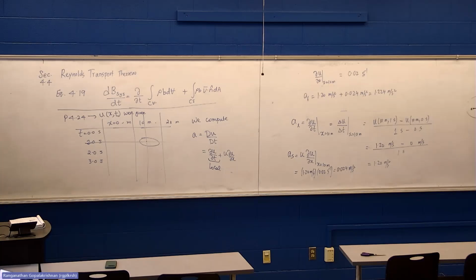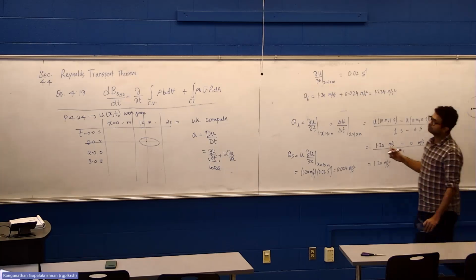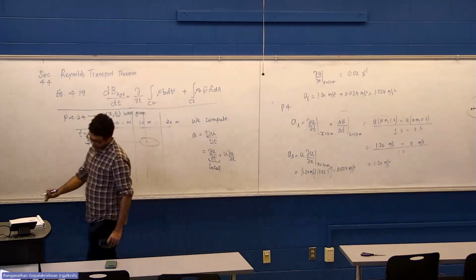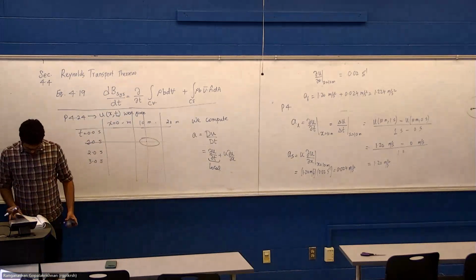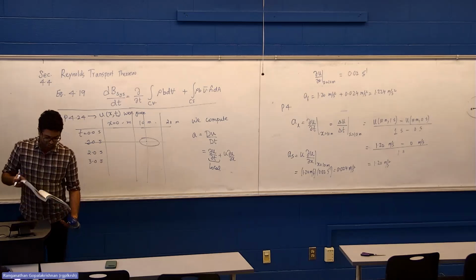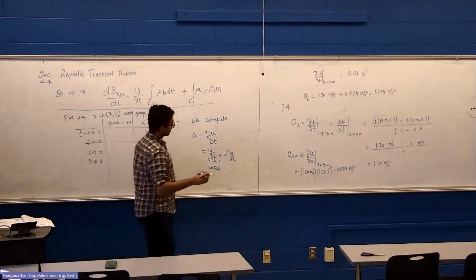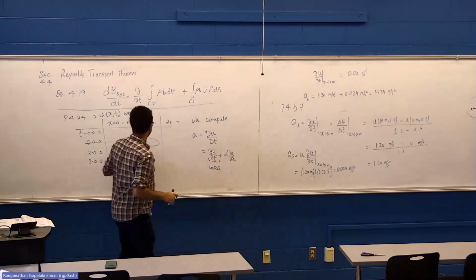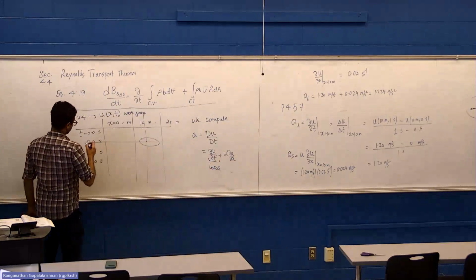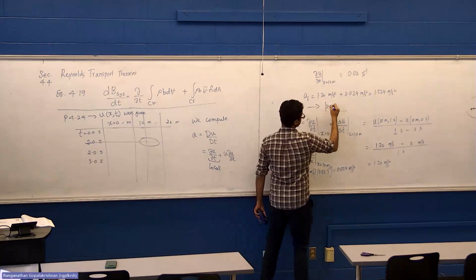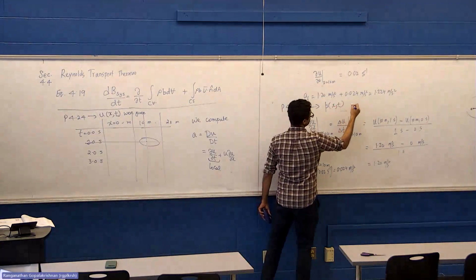Okay, so now in problem 4.57, it's the same problem, same field. Instead of giving you velocity values, in problem 4.57, pressure as a function of x and t are given.